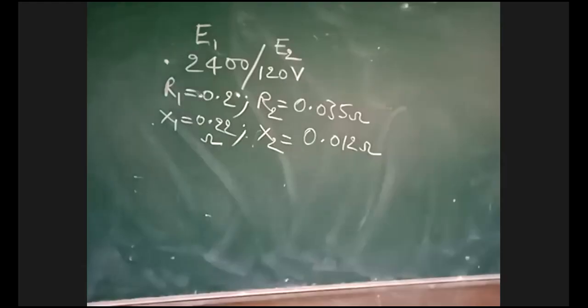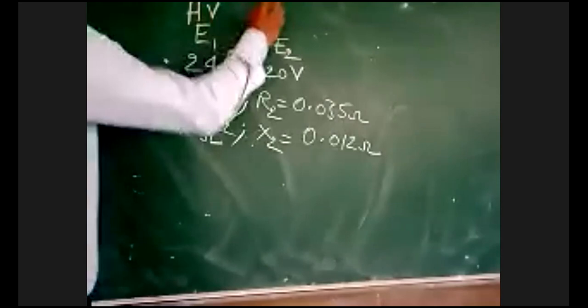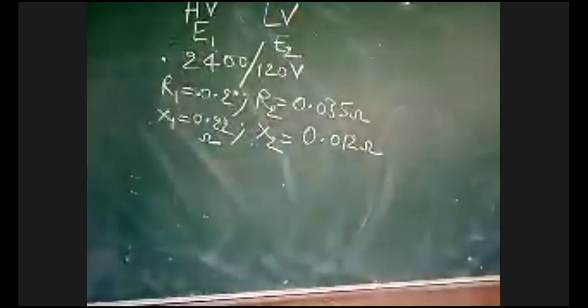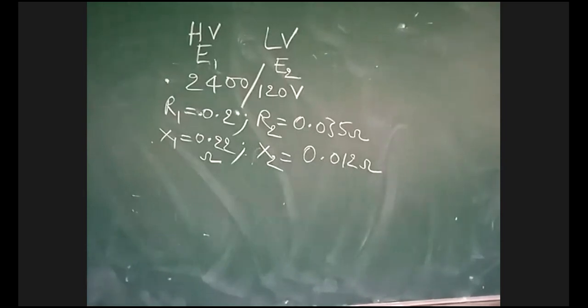In the problem, he is asking to determine the equivalent resistance, reactance, and impedance. First, he is asking to refer to high voltage. Which one is high voltage? E1, the primary side. The primary side is the high voltage side. The secondary side is the low voltage side.